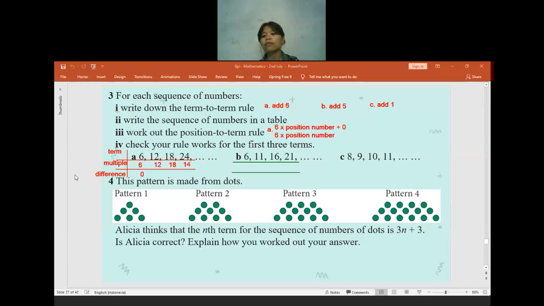You can unmute yourself. Why should we make a table for that? Because the question is asking you to make a table. Read question 3 part 2. It is asking to write the sequence of numbers in a table. That's why we have to make a table. From the table it will also be easier for us to define the position-to-term rule, because later we need to find the difference. The position number will always be multiplied by the position-to-term rule that we have, and then we add the difference. That's why we need to make a table to find the difference.